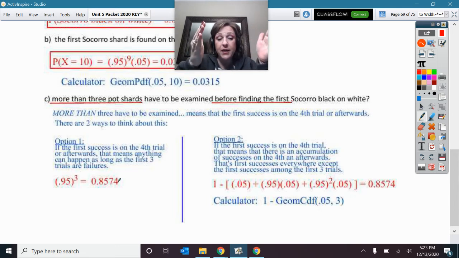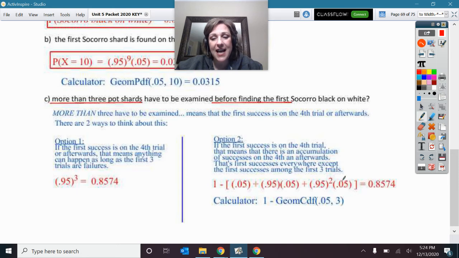So we need the first 3 to be a failure, and then whatever happens after that is what they want. Whatever that is. And apparently that's about 16% of stuff. Okay, option 2. Maybe you think the first success is on the 4th trial. So that means that it is not the first success occurring on the 1st or the 2nd or the 3rd one. So it's everything except a success on the 1st or the 2nd or the 3rd.